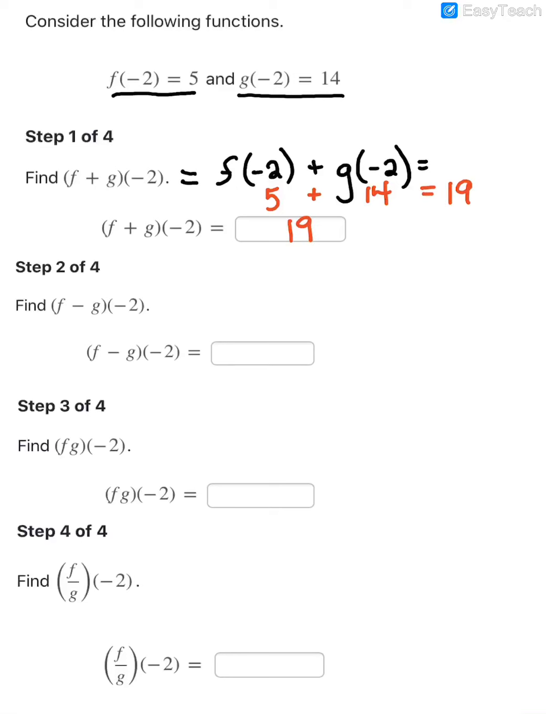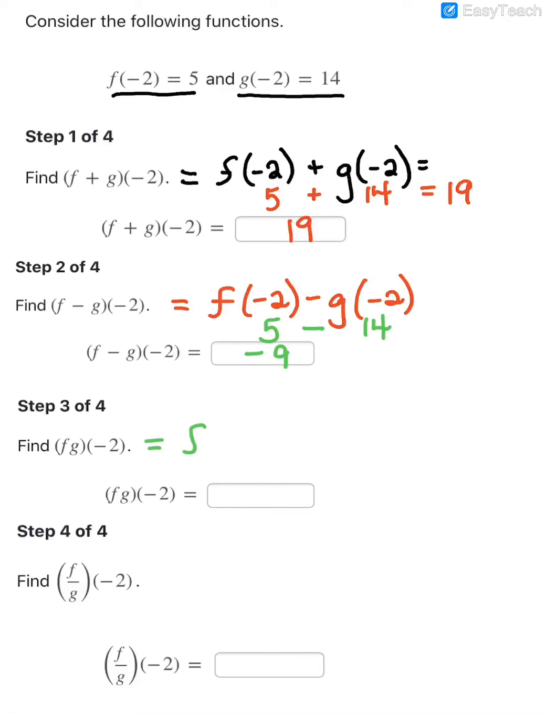On the second problem, they're asking us to subtract, so again, you can separate them out. This would be the f of -2 minus the g of -2, and if we go back to their defined values, then we would have the 5, this time minus the 14, and we would be left with -9.